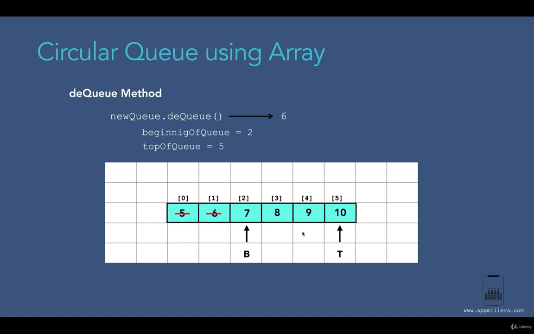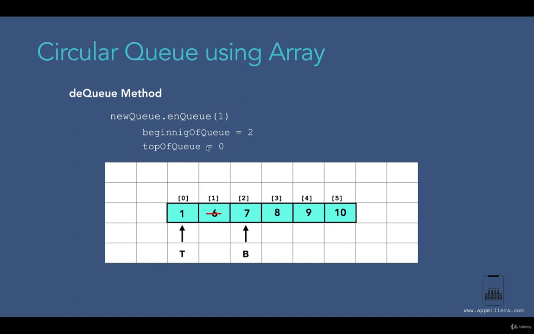But in case of circular queue, if we want to enqueue an element over here, it's going to insert at the 0th index. So if I call the enqueue method, for example, enqueuing 1 over here, it's going to insert into this 0 cell. Now you might wonder how we can identify that this is the first element in our queue or the last element. In this case, we have to update the top of queue to the 0 index. So top of queue will point to this over here.